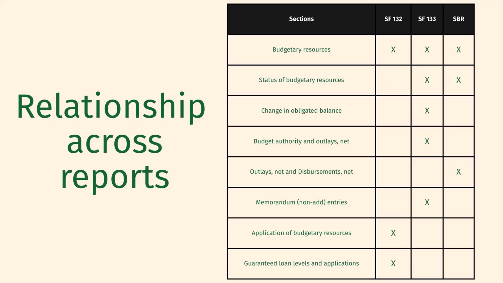As we move down, you have your status of budgetary resources, which the 133 and SBR have in common. Then you have change in obligated balance and budget authority and outlays, the net effect, which are only reported in the 133. The net outlays and net disbursements combined are only in the SBR. You have your memorandum entries in your 133, and then you have the application of budgetary resources and guaranteed loan levels and applications only in the 132.